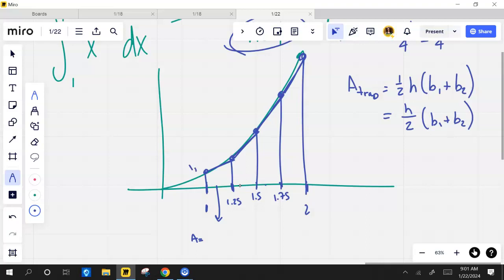This would be 1, 1. 1.25. What's 1.25 squared? 1.5625. This one is 1.5, 2.25. Most of these that you get asked are in the form of a table where they give you the values already, and you have to do trap rule.